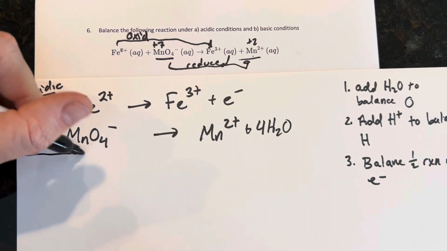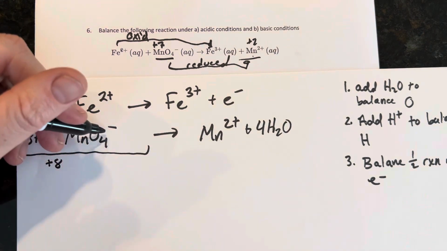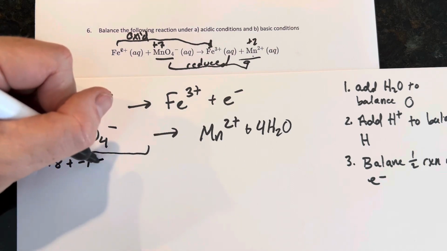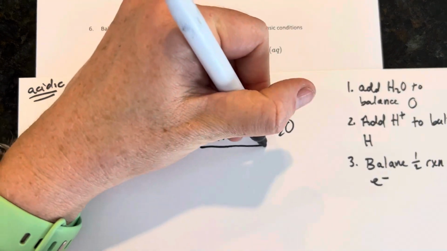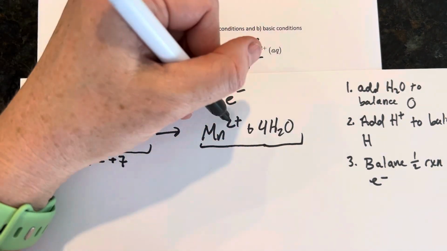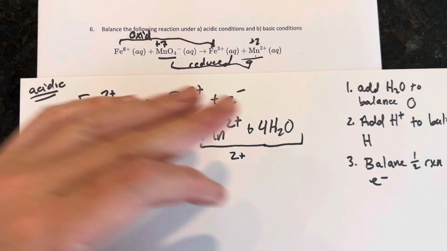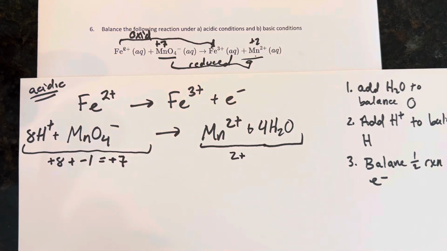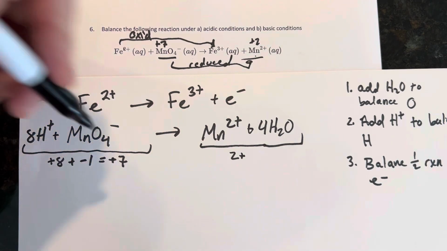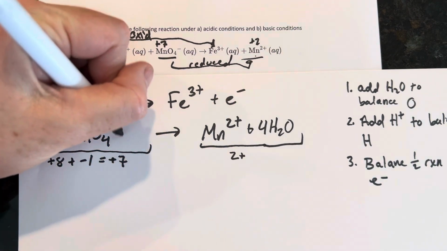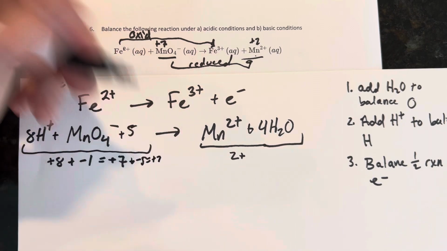So my charge over here is a total of 8 positives and 1 negative. In other words, a total of 7. Over here, my overall charge is 2 + 0, which is 2. So I have to add electrons to one of these sides to get them to equal out, and I can only add negative charge. So always add it to the more positive thing to bring the charge down. So I need to add 5 electrons over here, because if I add -5, I'd get a +2.